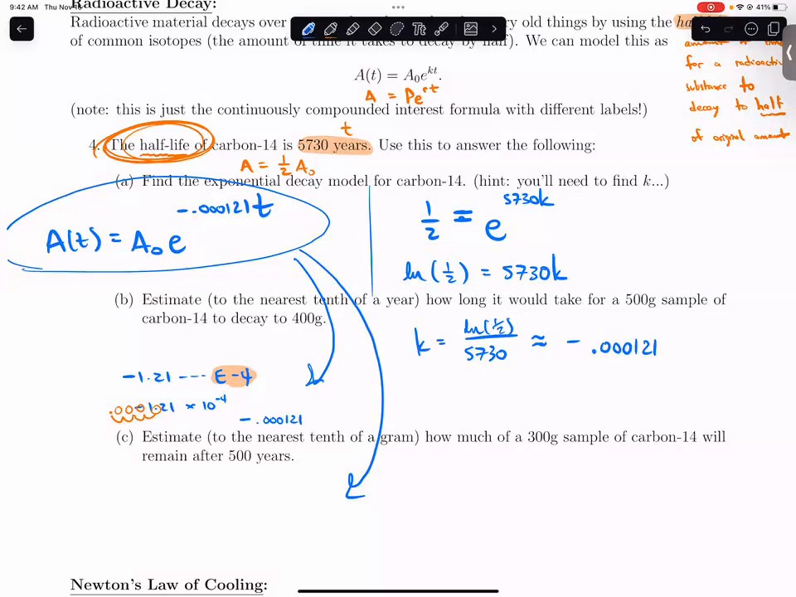Here you're looking for how long, so you're going to plug in and find a T. Here you're looking how much of a sample is left after 500 years. You're going to plug in and basically use the formula to find A. But that first part, finding the model, where it feels like you read the problem and all the information's not there, that's the part that I wanted to particularly talk about, because the half-life thing is telling you how to find the amounts.